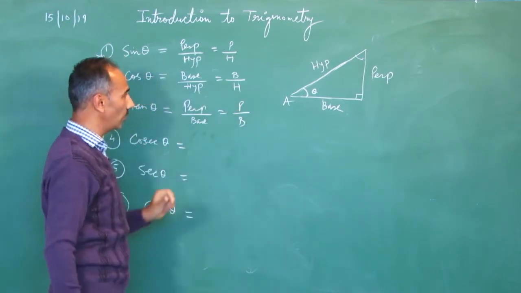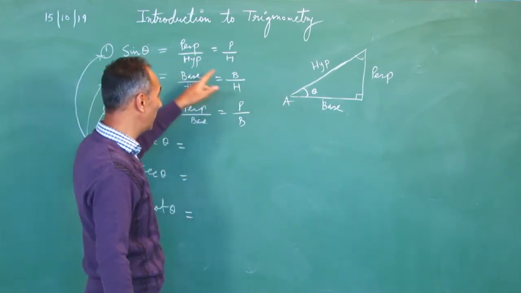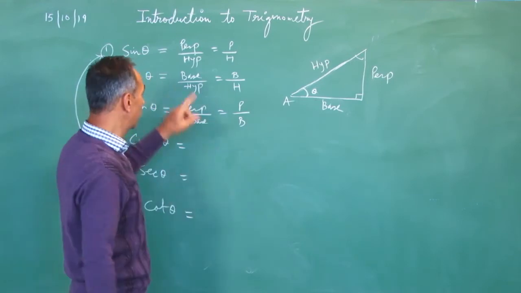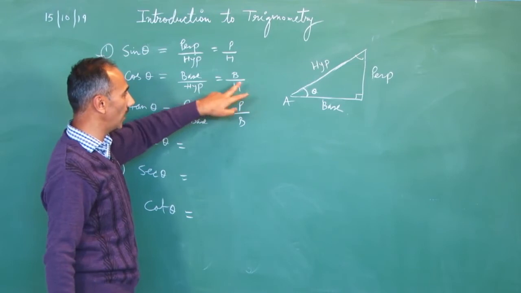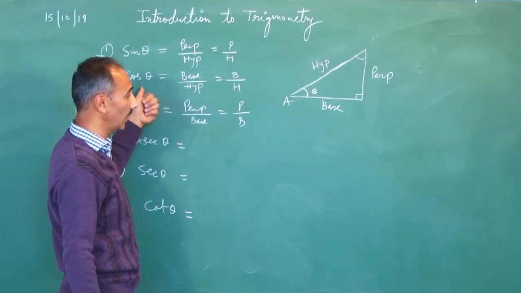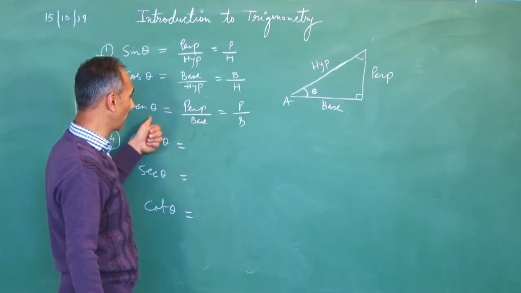That means the ratio of perpendicular to hypotenuse, in terms of this acute angle theta, has been named by mathematicians as sine of theta, in short, sine theta, not sin theta. And the ratio of base to hypotenuse has been named as cos of theta. This is a co-function, I will come to that. Then you have tan of theta, this is perpendicular upon base.